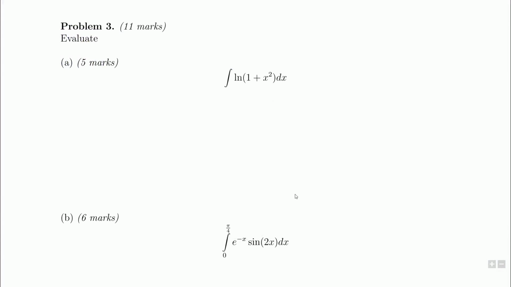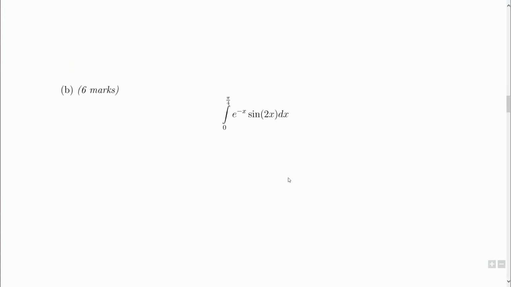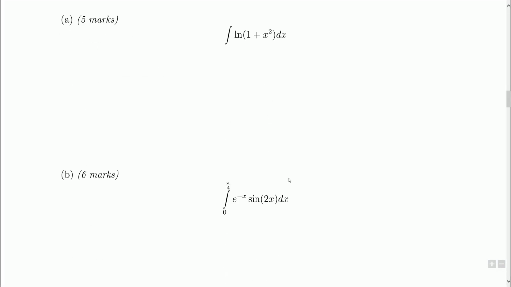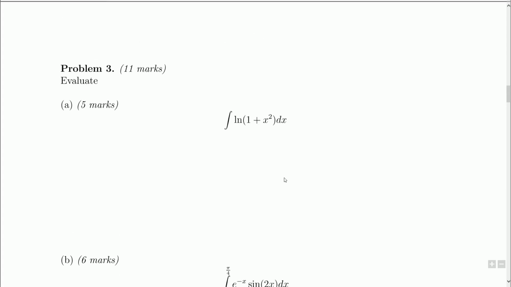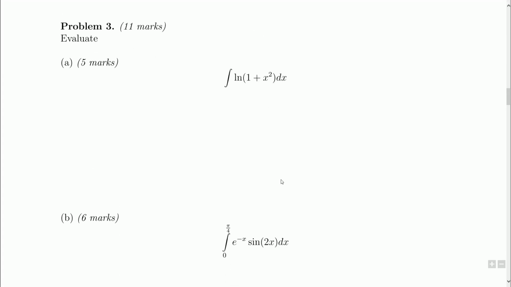On problem 3, we have just two integrals, one indefinite, one definite, and we're just being asked to calculate them. That's okay. What could we do? So, let's see here. In this first one, we want the antiderivative of ln of 1 plus x squared. Okay, that's a complicated looking function. What indeed could I do?